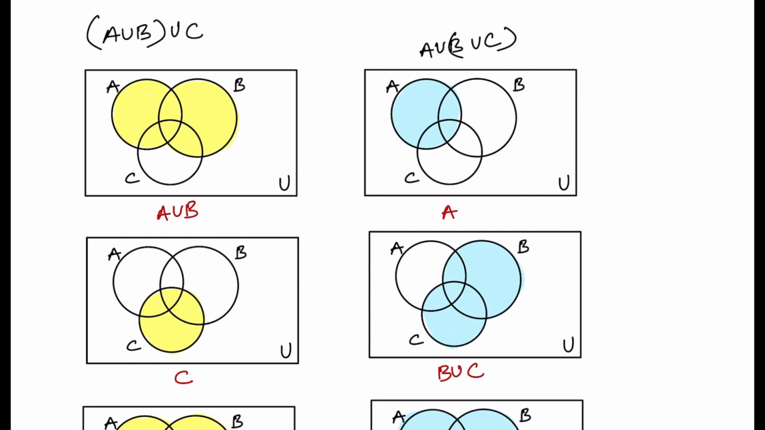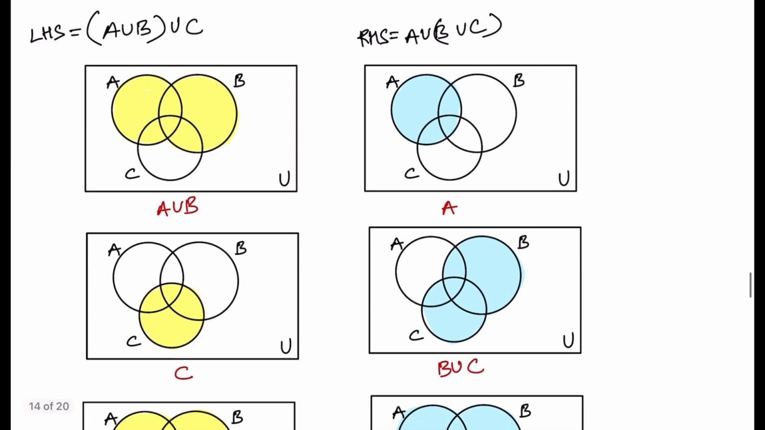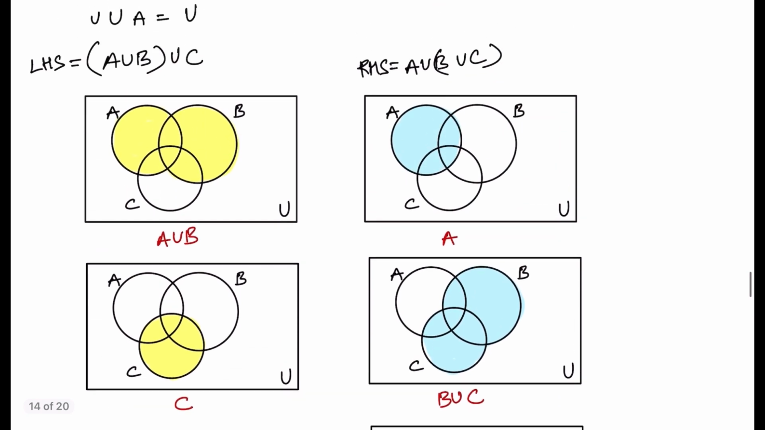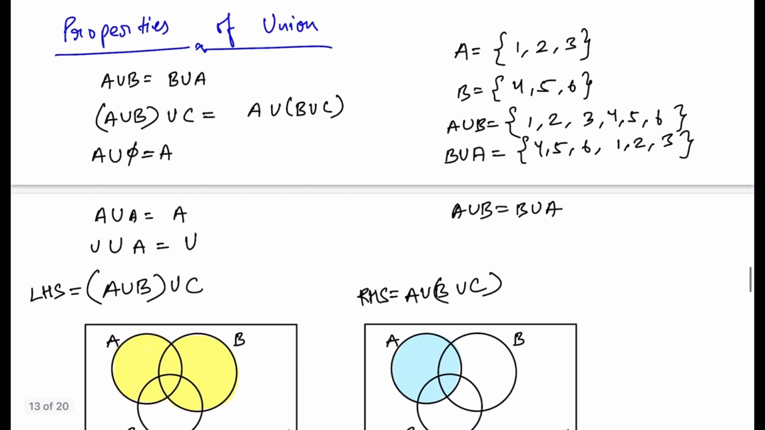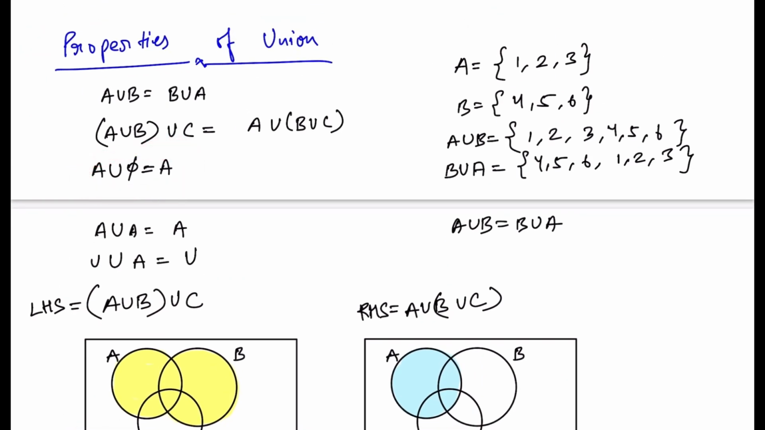This is how you can prove using a Venn diagram. Let me write here, this is LHS and this is RHS. You have to use this method to prove certain problems like these. We will use this again in our next property. What is the next property? We will use this method in the properties of intersection. But for now, the next property is A union phi. So this was the proof for the first property. This was the proof for the second property. Next we'll move to the third property, which is A union phi.